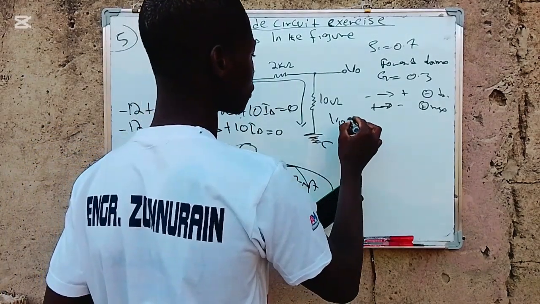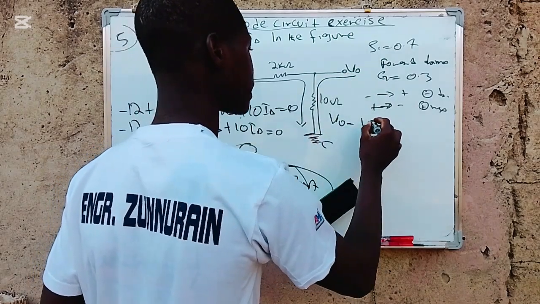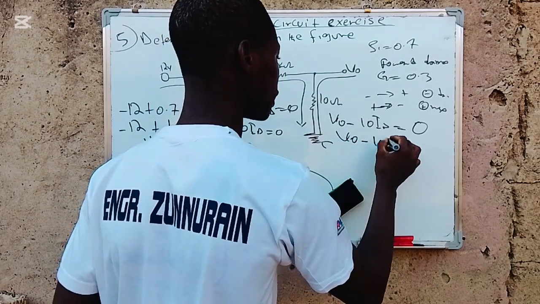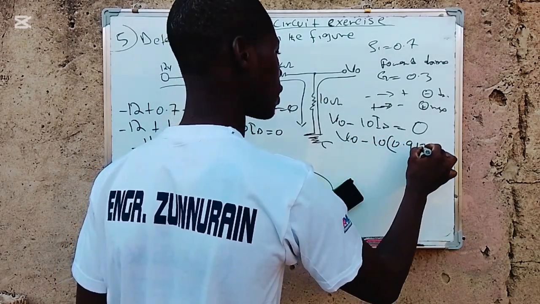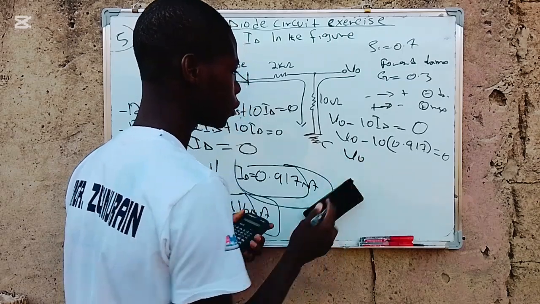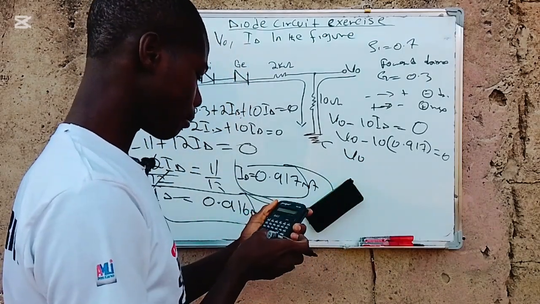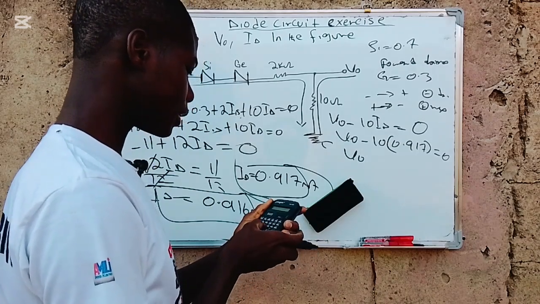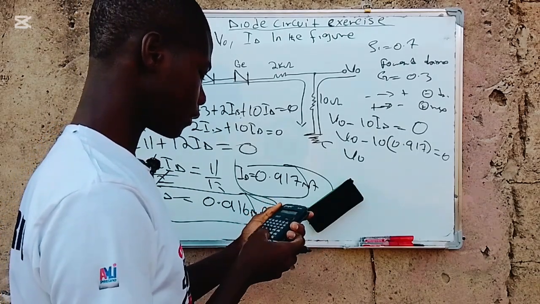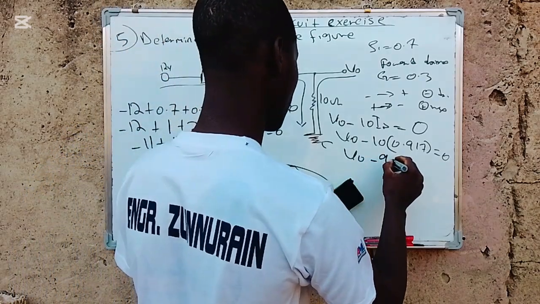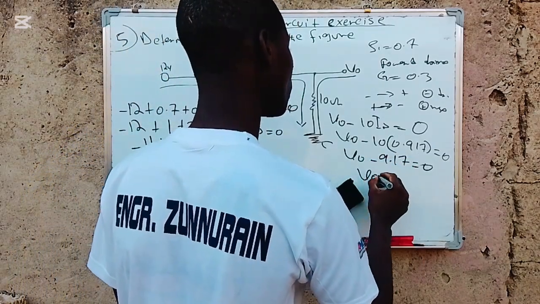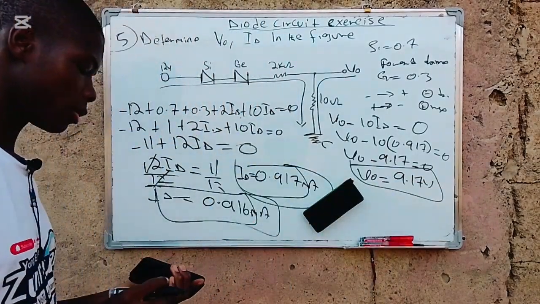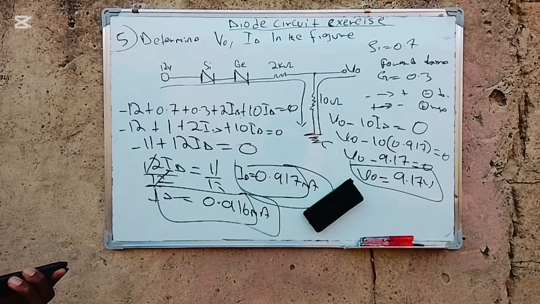The next thing that we are going to do is determine this V0. So V0 minus 10 ID should now be equal to 0. So V0 minus 10 multiplied by 0.917 is equal to 0. So V0 minus 9.17 is equal to 0. V0 is equal to 9.17 volts. So this is all I have for you for this.